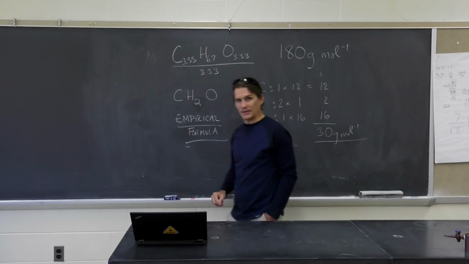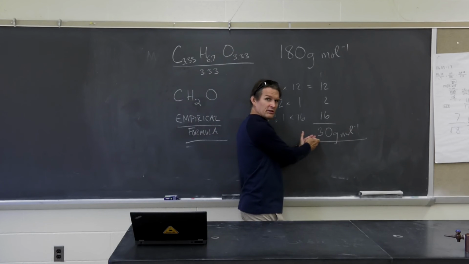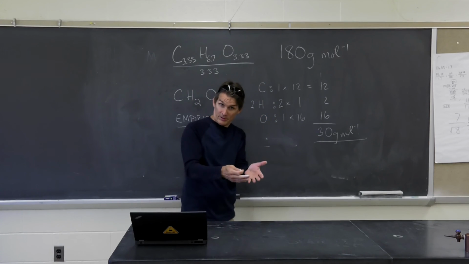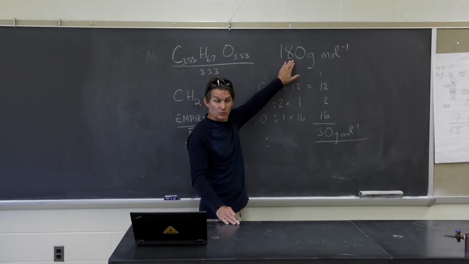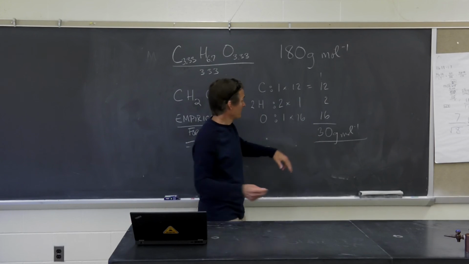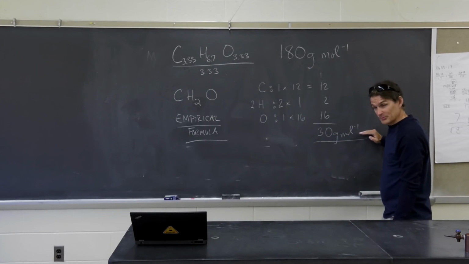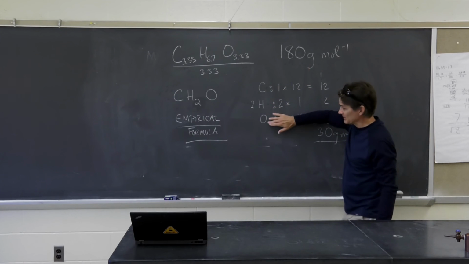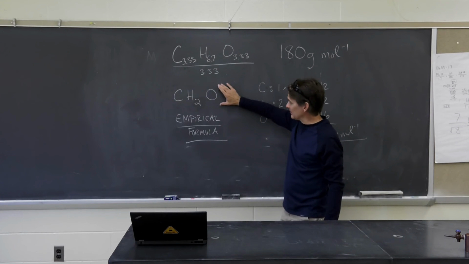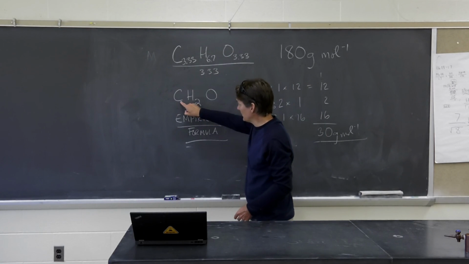Well, that doesn't make sense. If this is my molecule, the molar mass of that molecule is only 30 grams per mole. But when we actually do an experiment to see, we find that the molar mass of glucose is 180 grams per mole. It's 6 times this number. That should give you clues what we should be doing. If this is 6 times this, then I need to multiply this by 6. All of these need to get multiplied by 6. The empirical formula needs to get multiplied by 6 to give me the actual number of atoms in the molecule.